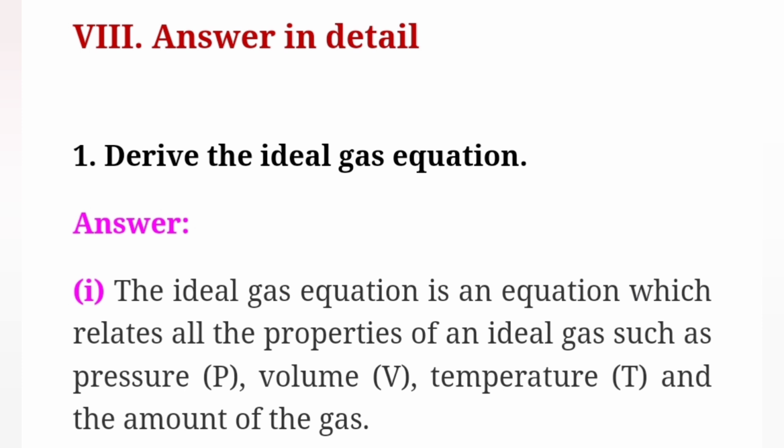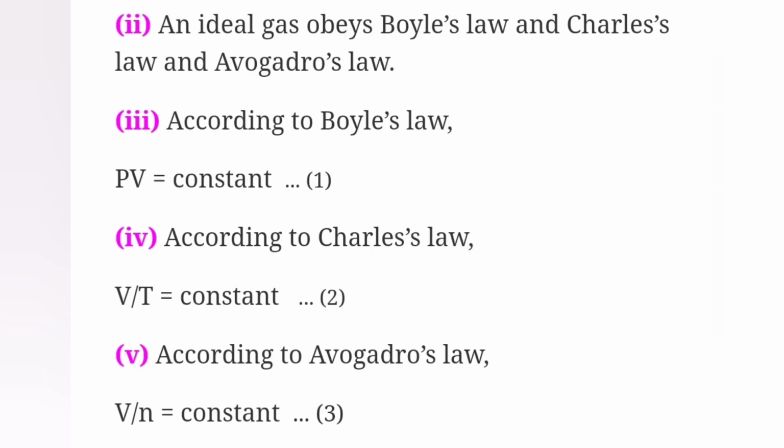Eighth Roman letter, answer in detail. First one, derive the ideal gas equation. Answer, first point, the ideal gas equation is an equation which relates all the properties of an ideal gas such as pressure P, volume V, temperature T and the amount of the gas. Second point, an ideal gas obeys Boyle's law, Charles' law and Avogadro's law. Third point, according to Boyle's law, PV is equal to constant. Fourth point, according to Charles' law, V by T is equal to constant. Fifth point, according to Avogadro's law, V by N is equal to constant.